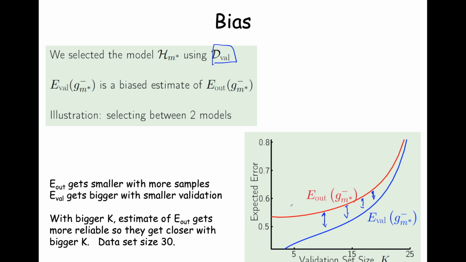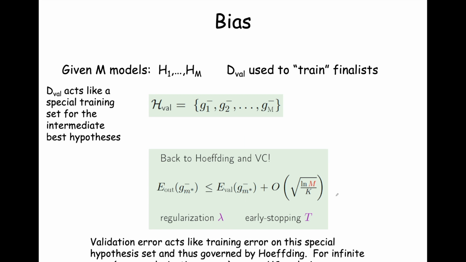But again, the problem is that as you increase the validation set size, E out, you'll notice, increases. And it increases because Dtrain gets smaller as you move to the right. And if Dtrain gets smaller, that means out-of-sample error performance gets worse because you're limiting the data set that your hypothesis set needs in order to have good or better out-of-sample error. Okay, and so with bigger K, the estimate of out-of-sample error gets more reliable, so they get closer. But the bad news is, with bigger K, your Eval is a more reliable estimate, but your E out gets bigger.